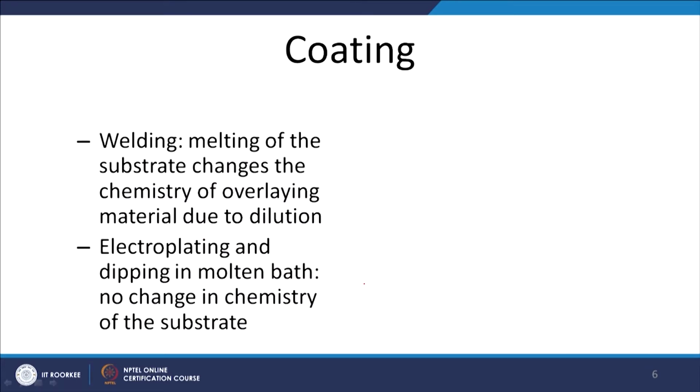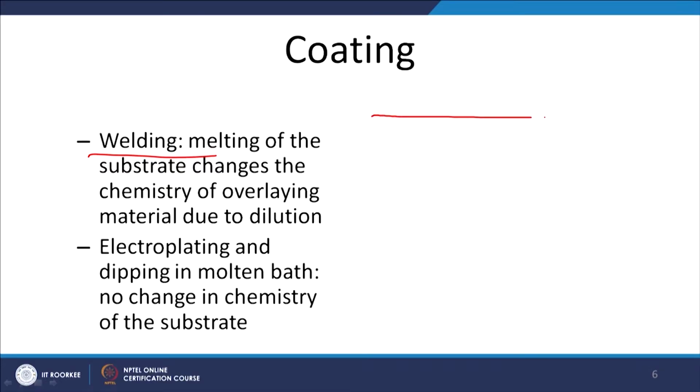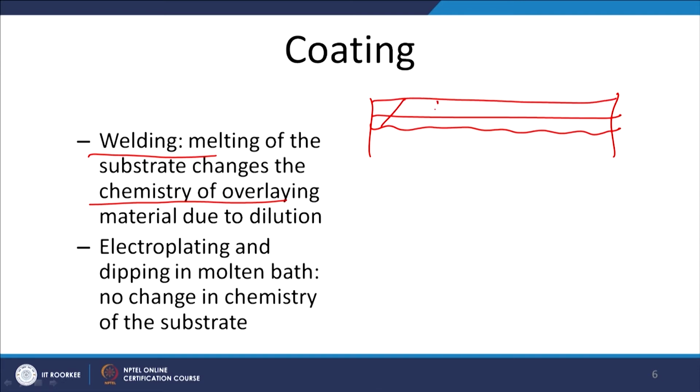The other methods of applying the layer onto the substrate are welding, where weld surfacing is used. Here the filler as well as the substrate material are both brought to the molten state to bring the change in chemistry of the surface layers. Due to the melting of the base material, some change in the chemical composition of the top layer also takes place due to dilution, and sometimes this leads to degradation in quality of the coating material which is being deposited.